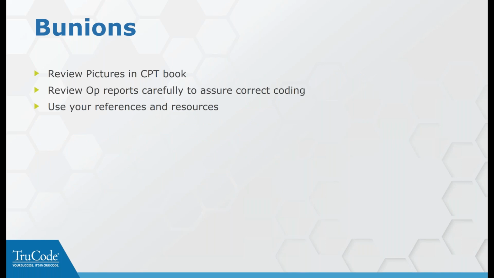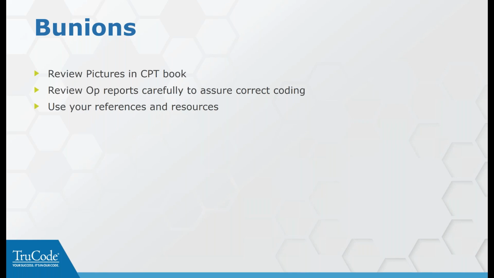Now, one of probably the most difficult areas in the musculoskeletal section is going to be the bunion area. Lots of really great pictures. If you've looked at the 2018 book for this year, they actually made all the pictures in color instead of just black and white. That made me happy, because it's just a little easier to see in the book itself that you can use for references.